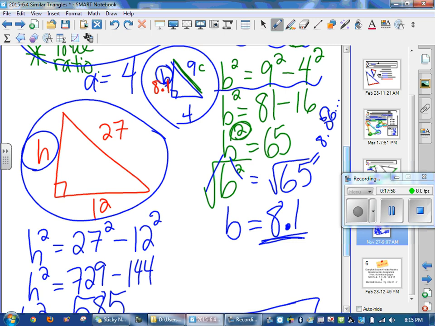This concludes the end of 6.4 similar triangles.